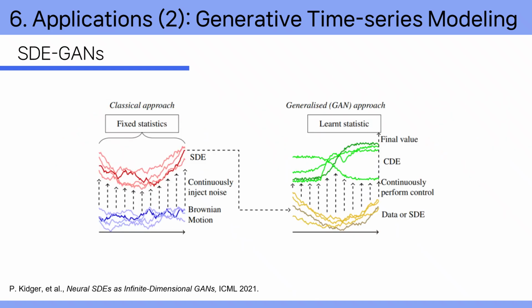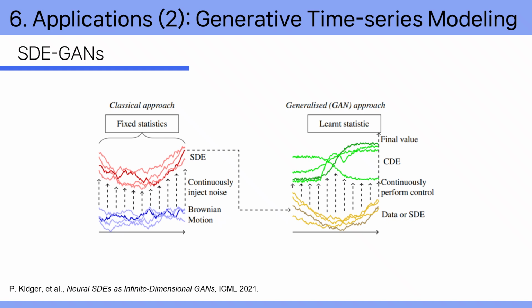The next example is SDE-GANs. Previously, we saw that latent ODEs are trained using the Bayesian autoencoder framework. This time, we train a neural SDE as a generative adversarial network. Neural SDEs are continuous time generative models for time series, and they can be fitted using Wasserstein GANs.